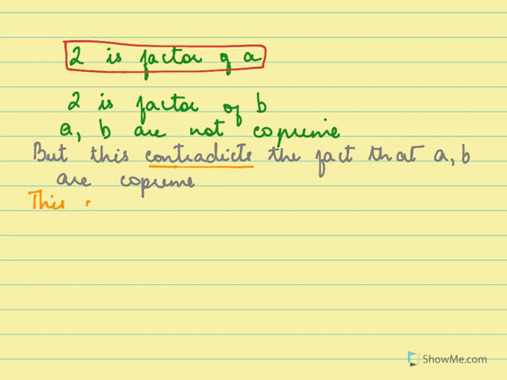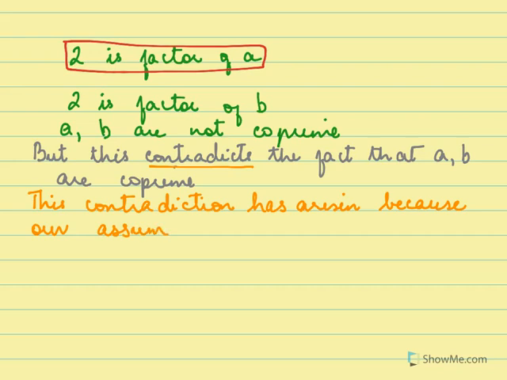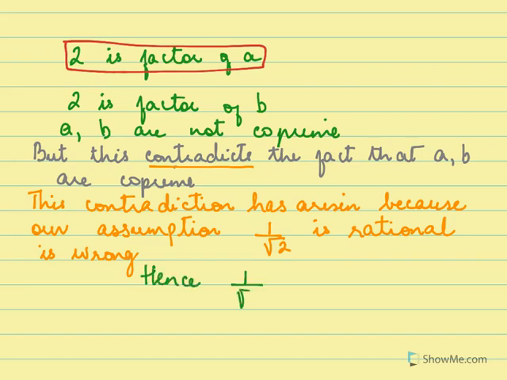Now we got this contradiction. This contradiction has arisen because our assumption is wrong. What was the assumption? Our assumption that 1 over root 2 is rational is wrong. So if it is wrong, that means we can say hence 1 over root 2 is irrational.